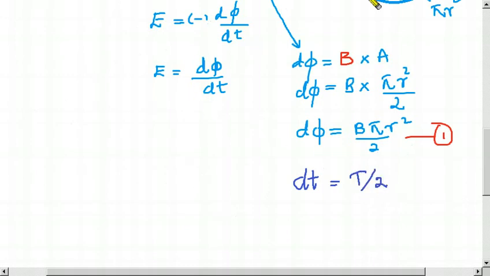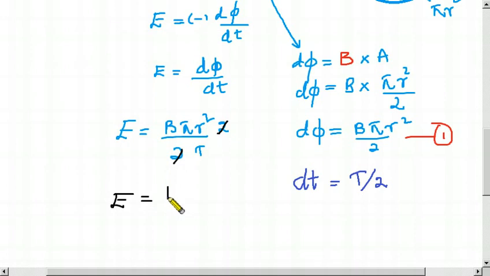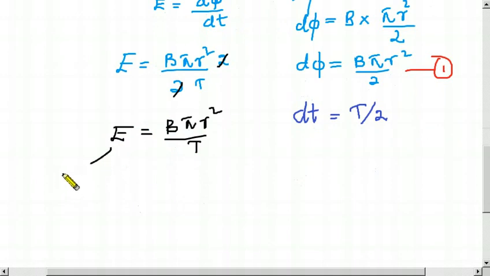So now we can substitute here. E equals d phi by dt, that is B pi r squared divided by 2, and the total thing divided by T by 2. So the 2 comes here and gets cancelled, so the remaining part is B times pi r squared divided by T, that is the EMF, electromotive force.